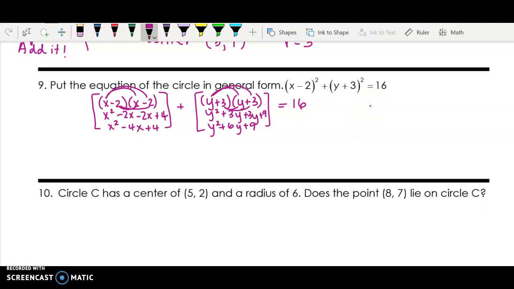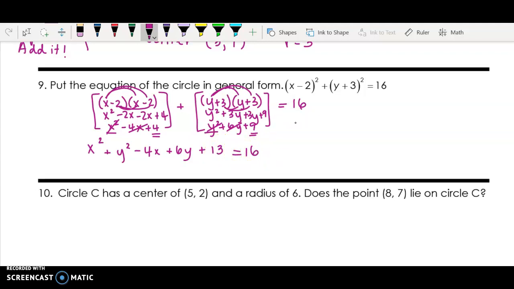Now we're going to start ordering the terms in the correct order. So in general form, they go in alphabetical order, x, then y, and then higher powers to lower powers as well. So the first term I'll start with is x squared. And then I'll go to y squared. And then we'll go to negative 4x. And then we'll go to positive 6y. We'll combine the 4 and the 9 and bring down our 16.